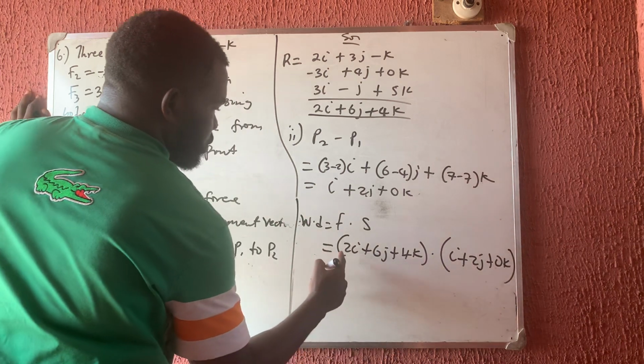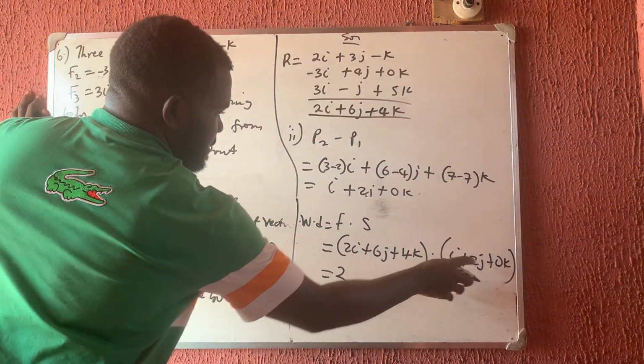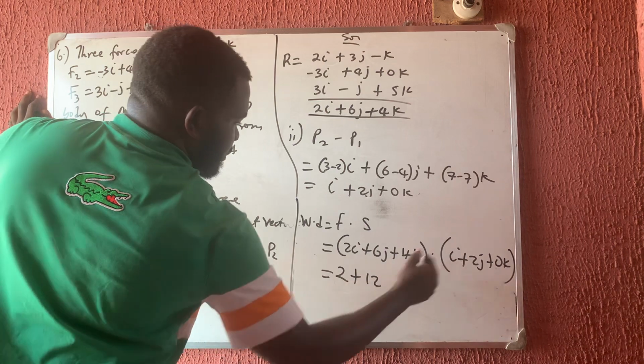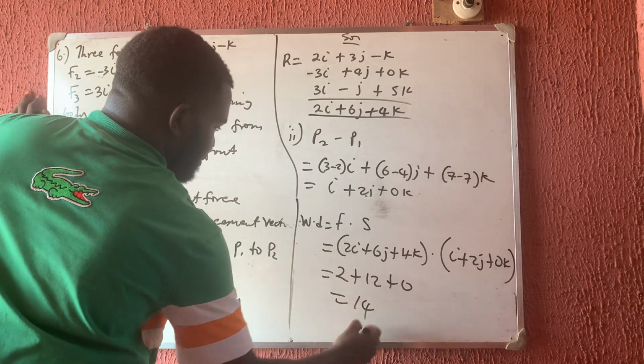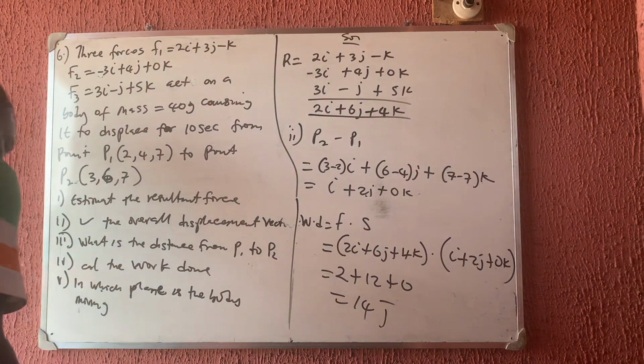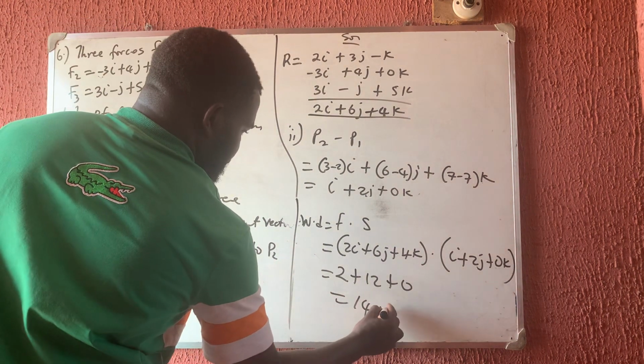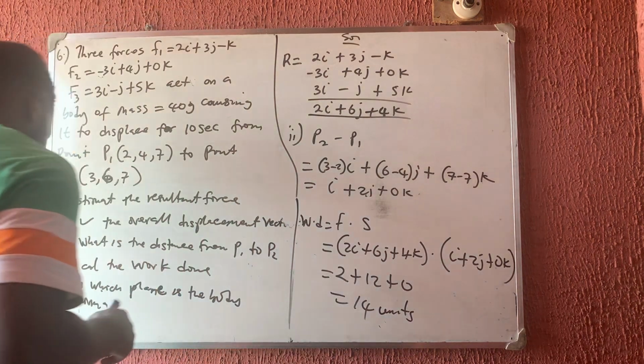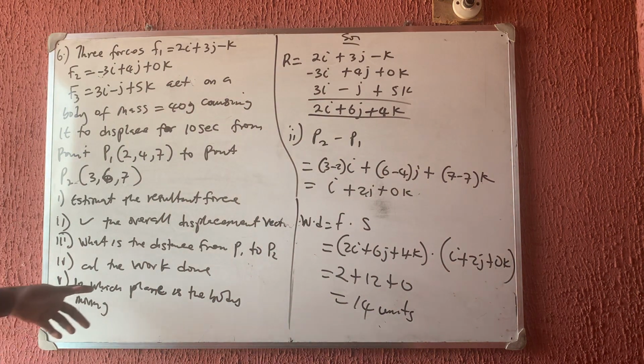So if you do that, you're going to do 2 times 1, 2. 6 times 2 is 12. 4 times 0 is 0. So everything is giving me 14 joules. Okay, so that is the work done, or 14 units anyways. So the last but not the least said, in what plane is the body moving?